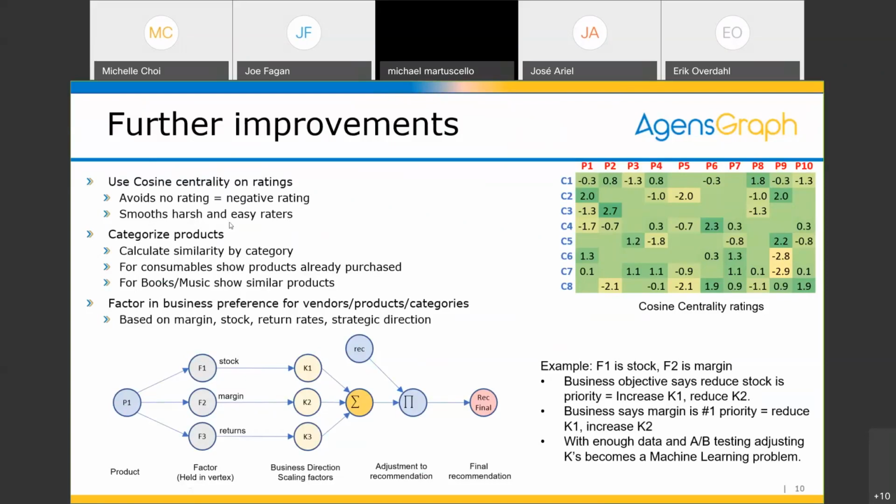Another thing I would do, I'd calculate similarity by category, because if I had say 3 categories in my e-commerce site, I'd literally divide it into 3 categories and do a recommendation system engine in each category, which gives me much more accuracy. If you have enough data, you can do categories as you have, but you need a decent amount of data in every category for it to be valuable. For consumables, I'd show products already purchased, not just the ones not yet purchased. And for books and music, I'd show similar products.